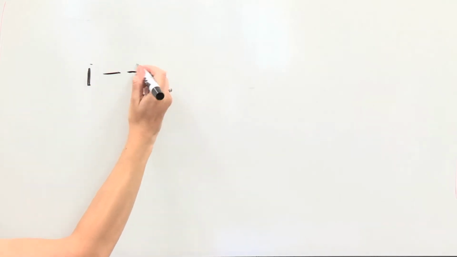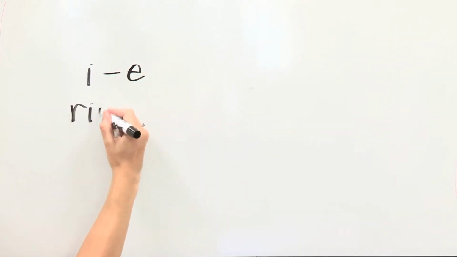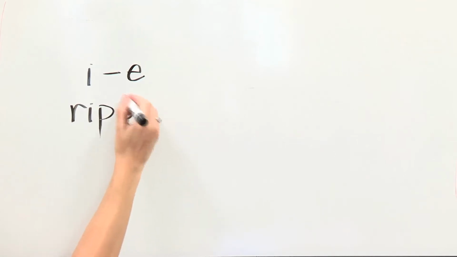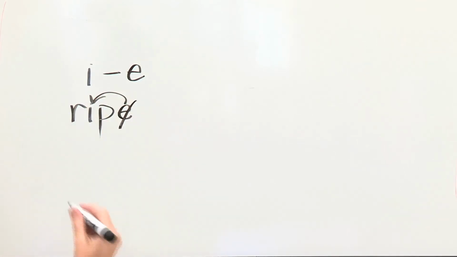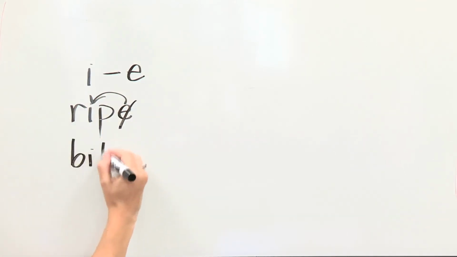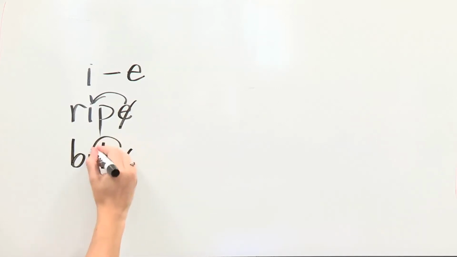And then remember, we also have our basic I consonant E, right? Where the E is silent and the I is long, right? And bite. And the E is silent and the I is long. So keep that. Nose long I.